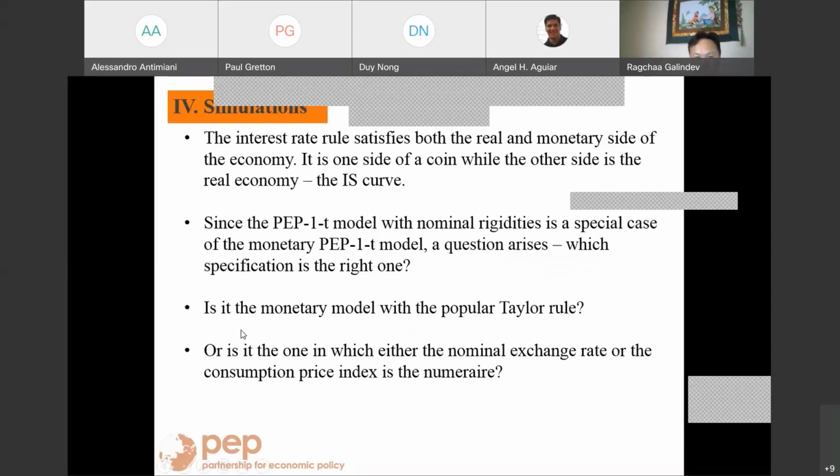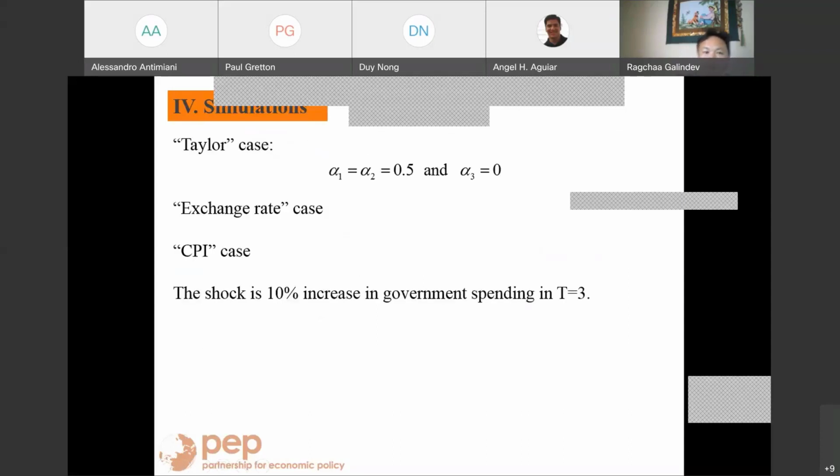So the question is this: since the PEP Quantity Model with nominal rigidity is a special case of the PEP Quantity Monetary Model, which specification is right in the short run? Is the monetary model with the popular Taylor rule better? So I'm going to compare three cases. One is the Taylor rule case. One is the exchange rate case, which sets the exchange rate as the numeraire. And the CPI case, which sets the CPI, the consumer price index, as the numeraire.